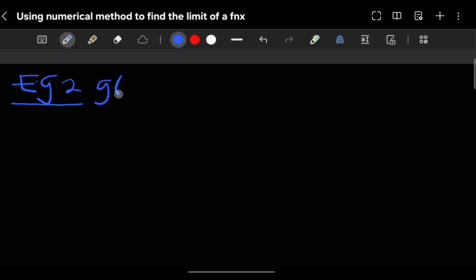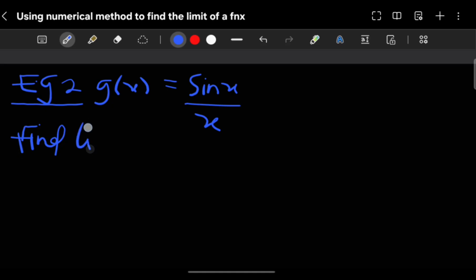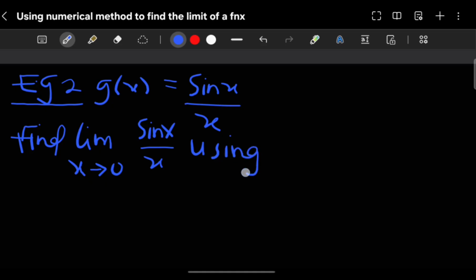Say g of x is equal to sine x out of x. Then the question says that find the limit as x approaches 0 of sine of x all over x. How are we going to solve this? Using the numeric method.